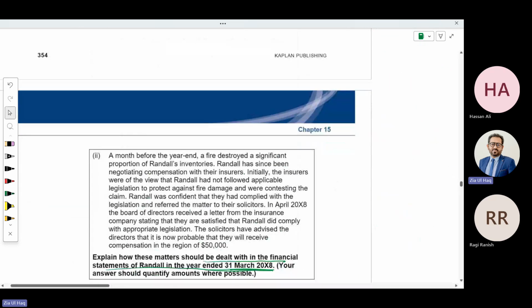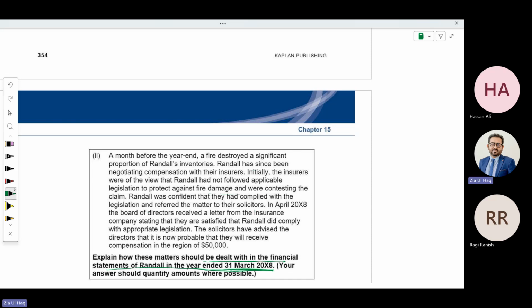Part 2. A month before the year end, a fire destroyed a significant proportion of Randall's inventories. Randall has since been negotiating compensation with their insurers. Initially, the insurers were of the view that Randall had not followed applicable legislation to protect against fire damage and were contesting the claim. Randall was confident that they had complied with the legislation and referred the matter to their solicitors.